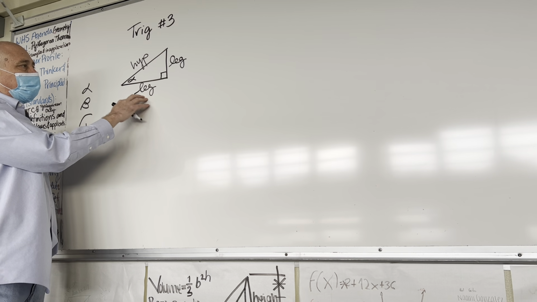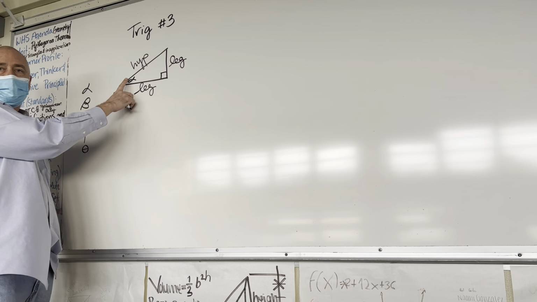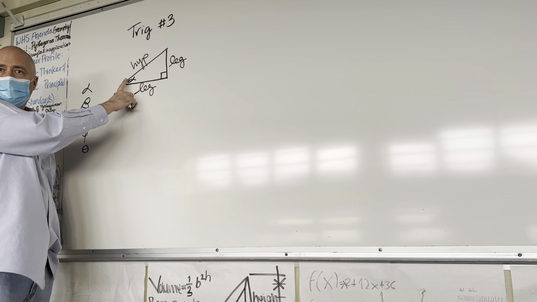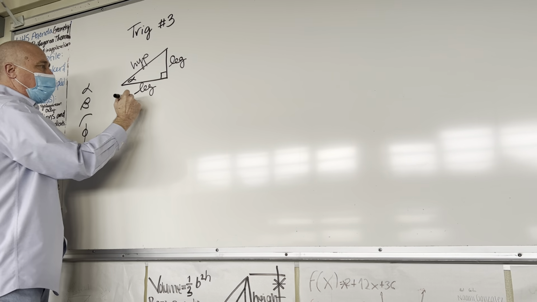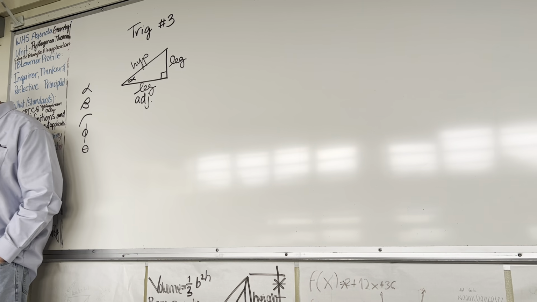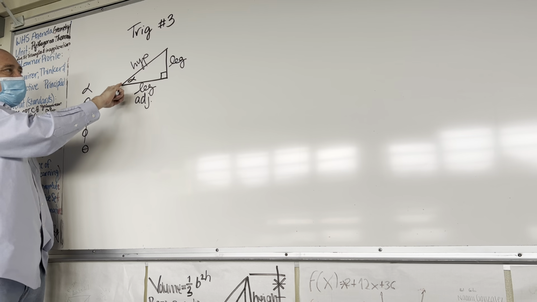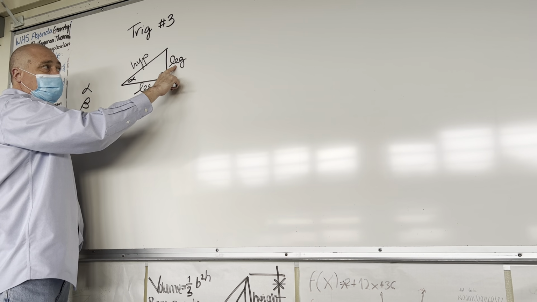What are the additional names? For example, do you know what this leg is called because it's close to the reference angle? Do you know that one? Good, adjacent, okay? And so we're going to call this the adj leg or adjacent leg. So based upon the location of this reference angle, what does that make this leg over here?